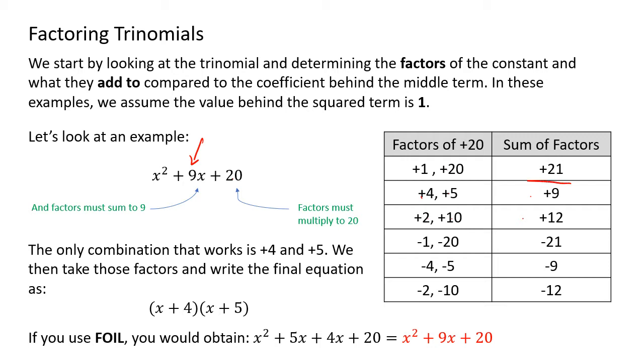So you can see that the only instance that satisfies that is here, plus 4 and plus 5. They multiplied together make positive 20, and they add to positive 9. So what you do when you found those factors, remember our original form was x plus a times x plus b. So one of these is a and one of them is b. It doesn't matter which one you place where, but now you simply just place them into that equation. So this then becomes x plus 4 times x plus 5.